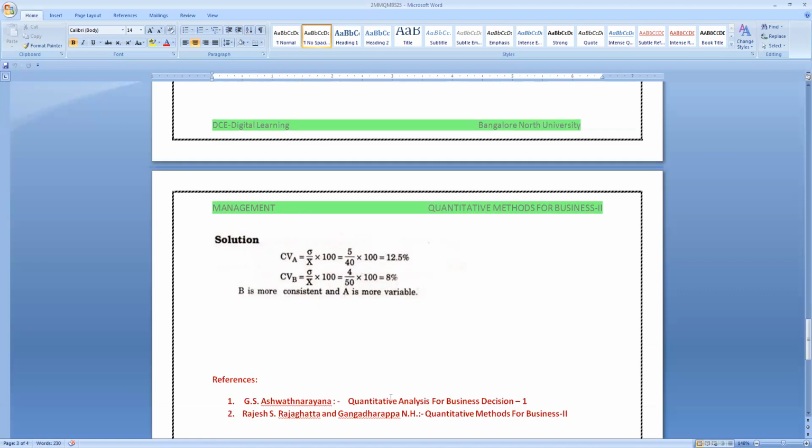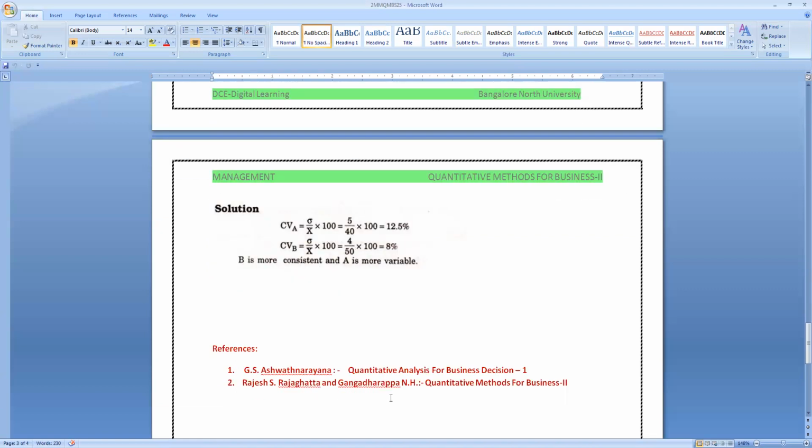So this is how we calculate the value of standard deviation in case of individual series.